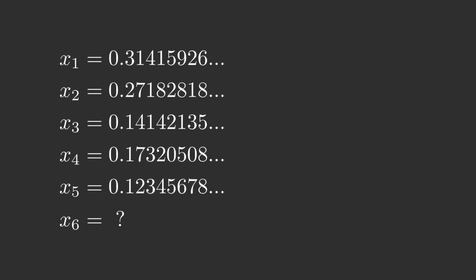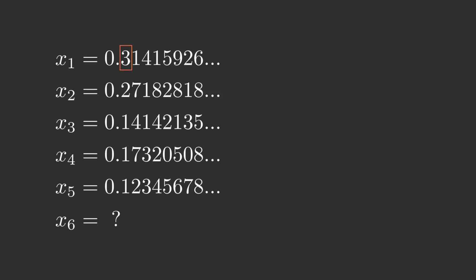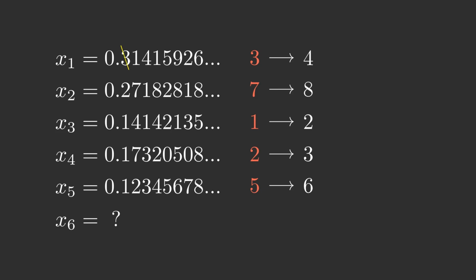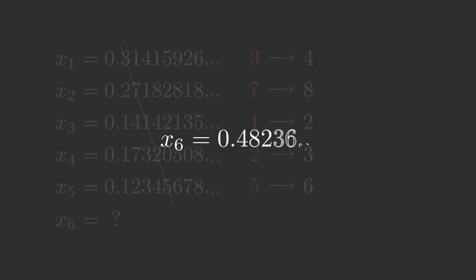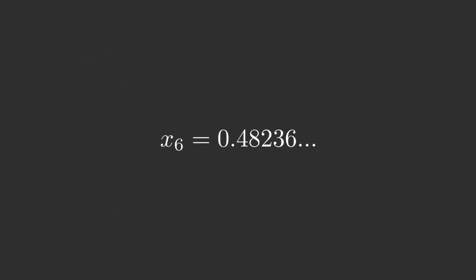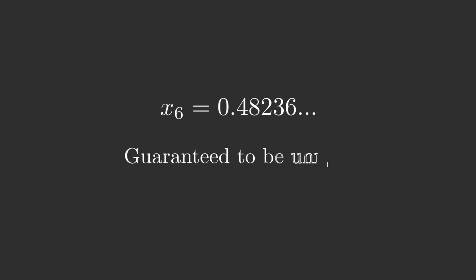You can do this by, for the first digit of the new number, making it such that the first digit is not the same as the first digit of the first number. For the second digit, make it such that it is not the same number as the second digit of the second number on the list. And for the third, make it such that it is not the same number as the third digit of the third number on the list, and so on. This creates this diagonal pattern, hence the name diagonal argument. For us, the result of this process is this new number right here. And according to Cantor's argument, this newly constructed number is guaranteed to be unique.